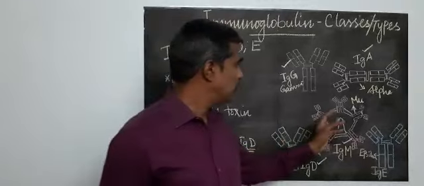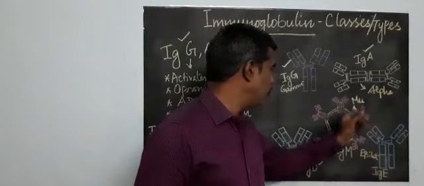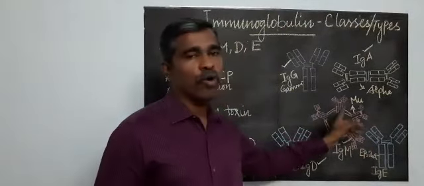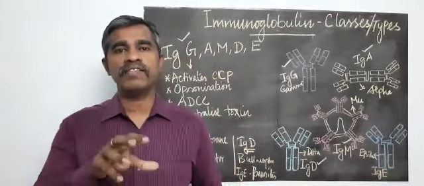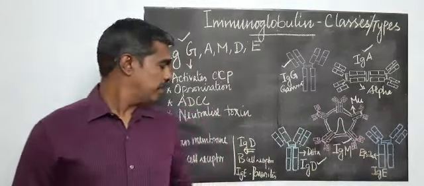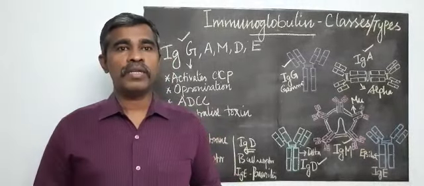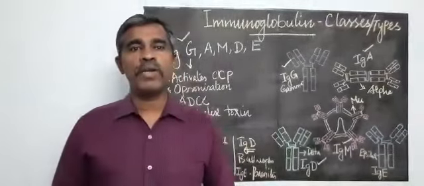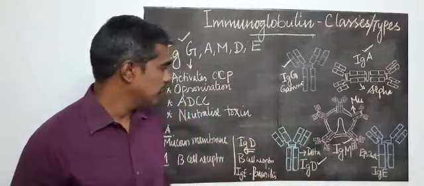Then we have IgM. IgM is a pentamer. The heavy chain unit is mu, and it also functions as a monomer when it is present on the surface of the B lymphocytes. So it is a cell surface receptor which is present on the surface of the B cells, and this IgM is also playing a very important role in providing immunity. This is the first immunoglobulin which is produced against an invading pathogen or an antigen.